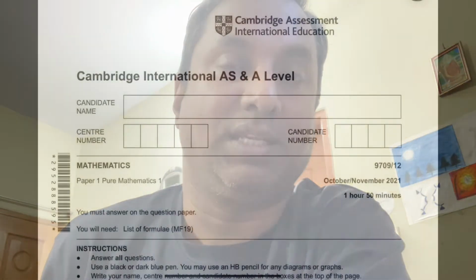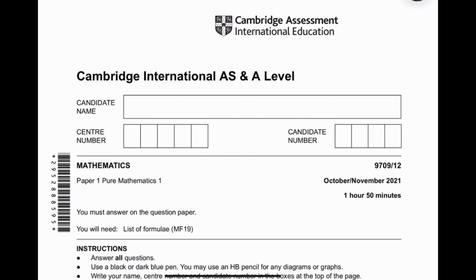Before starting the question papers, you must go through the papers and check all the questions, then start doing the maths. So let's start the question paper, that is pure mathematics, paper 1. This is for A level mathematics, Cambridge Assessment International Education. Pure mathematics 1, its subject code is 9709, its variant is 12, and it's October November 2021. Its exam duration is 1 hour 50 minutes.